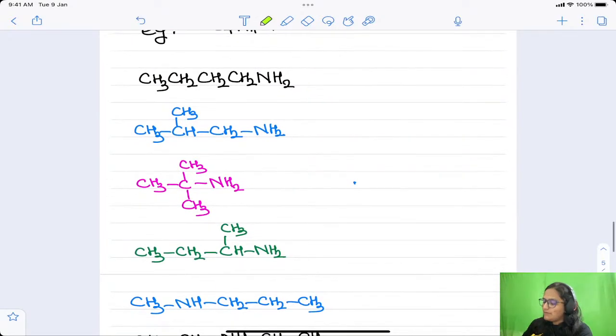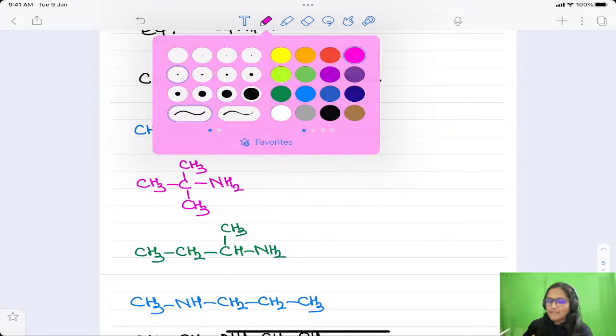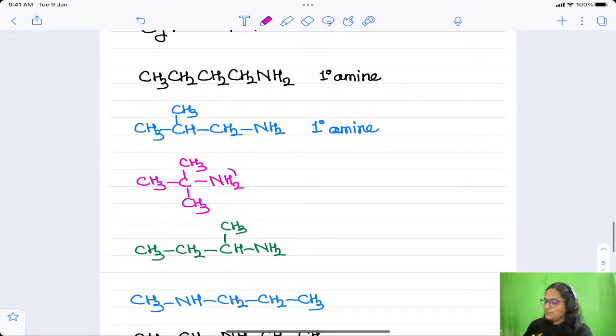Let us observe them one by one. The first one has NH2, so this is a primary amine. Second is also NH2, also a primary amine. If NH2 is present, it is a primary amine. Forget about the remaining structure; the carbon skeleton will not make any difference. You have to focus on the NH2, NH or N. Many times students get confused: this is a tertiary butyl, so is it a tertiary amine? No, you have to focus only on the NH2 group. So this is also a primary amine. The carbon is tertiary, but the amine is primary.